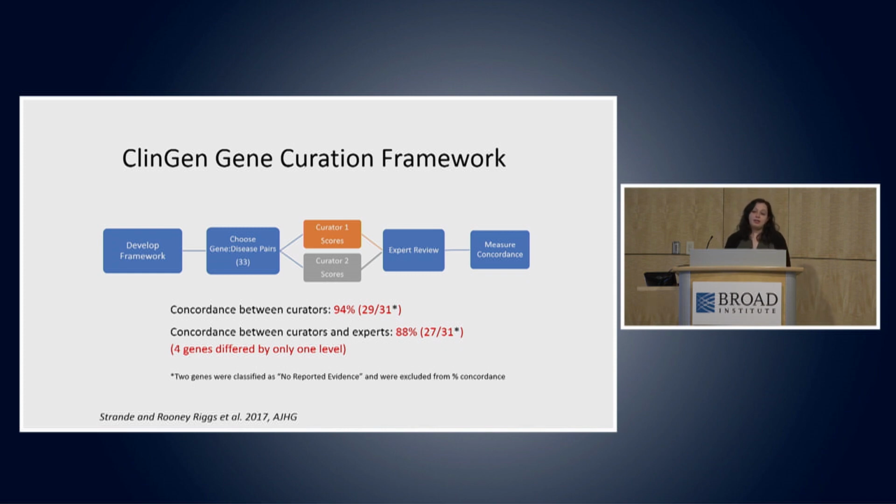And then there was pretty high concordance between curators and experts too, 88%. And the 4 genes that did differ were likely borderline genes. So those ones differed by only 1 level. And that's actually the importance of expert reviewers. When there are genes that are truly borderline, say, for example, between limited and moderate, or moderate and strong, it's really someone with a very strong knowledge of the disease area that can come in and say, in my experience, I feel like this should be strong, or in my experience, it should be limited. So we were pretty okay with how concordant this framework had proved to be.